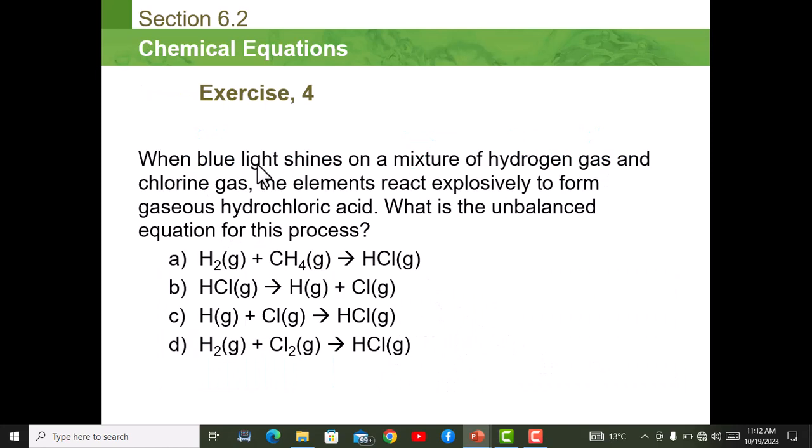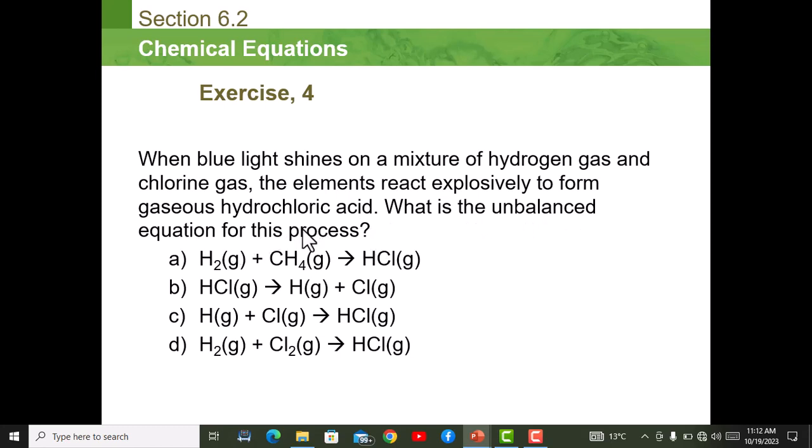When blue light shines on a mixture of hydrogen gas and chlorine gas, the elements react explosively to form gaseous hydrochloric acid. What is the unbalanced equation for this process?